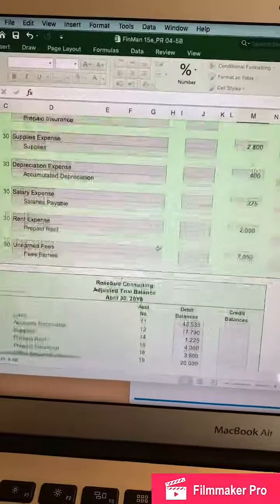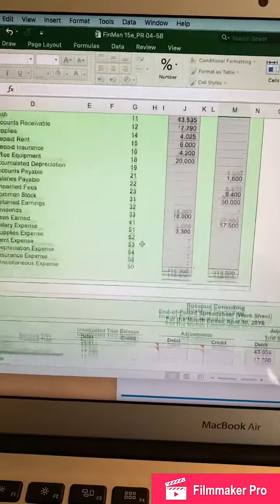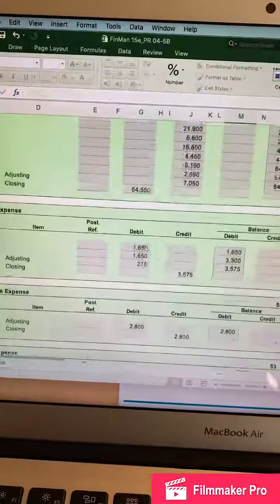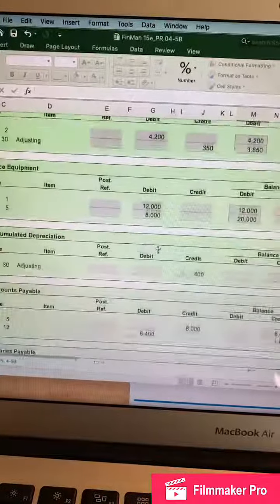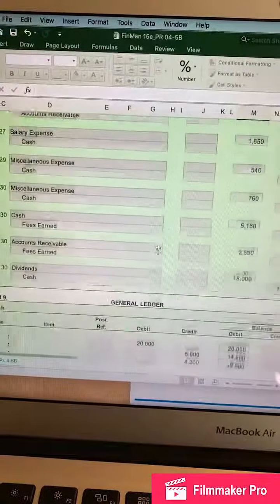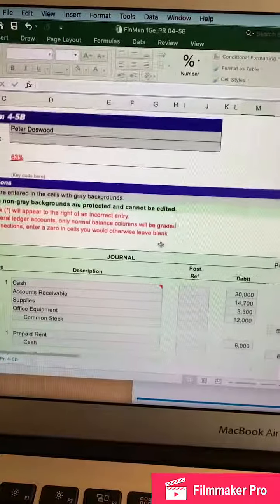And I did attach the Excel document for you to fill in and complete. And don't forget, if you do one wrong, it'll give you a red dot to the right of the cell. So I know that's a lot of work.